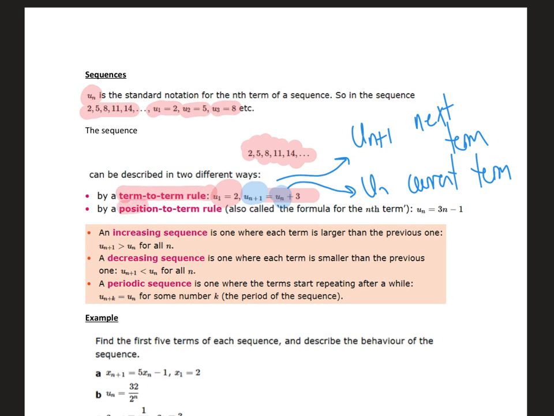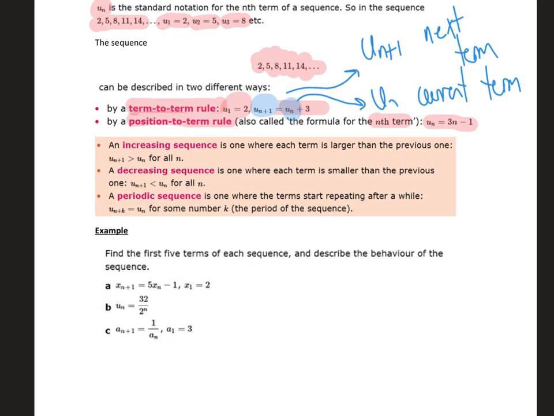We also have what's called a position-to-term rule. That's what you would have used at GCSE a lot. You would call that the nth term. For that, it's going up in 3s, so it's going to be 3n, but I have to take away 1. So we'd write that as U(n) = 3n - 1. That's the most useful rule for writing a sequence using the nth term because you can do lots with it. However, term-to-term rules are also useful in different scenarios, especially when finding limits and stuff like that, which we'll explore in the next few pages.